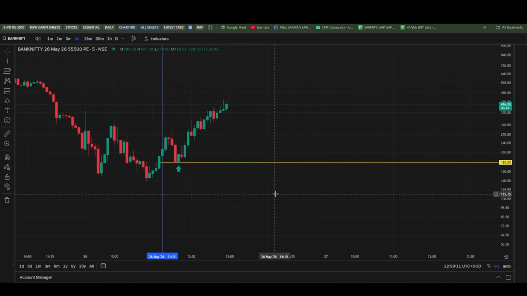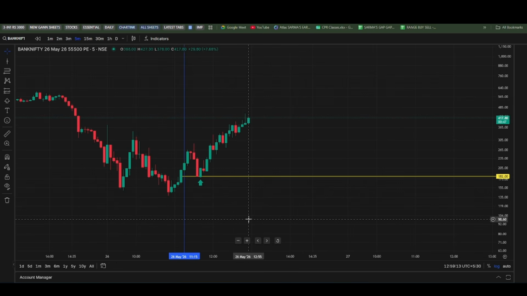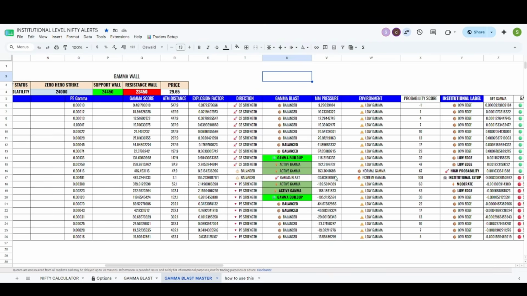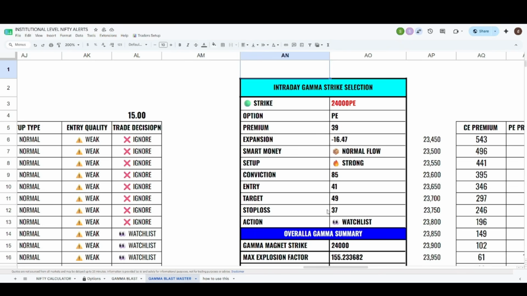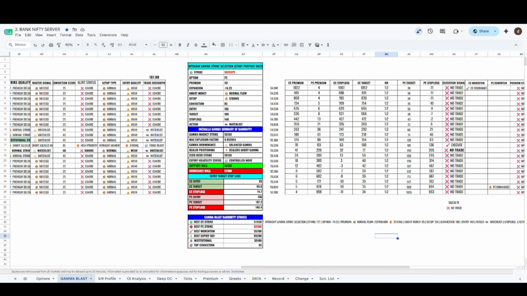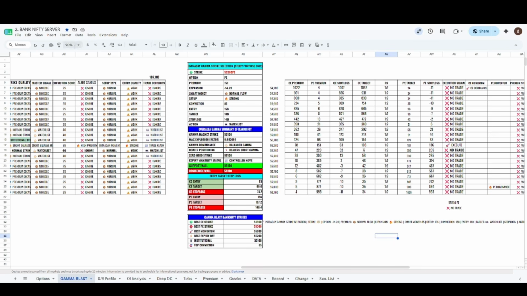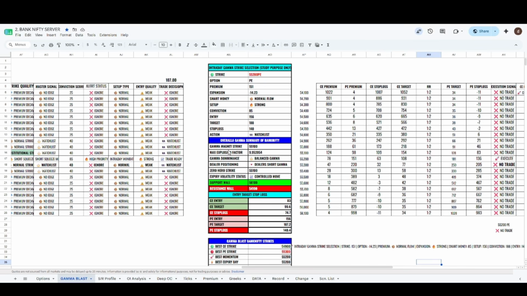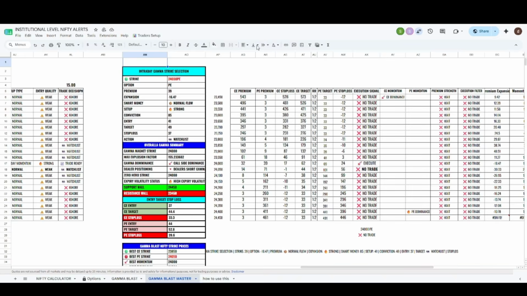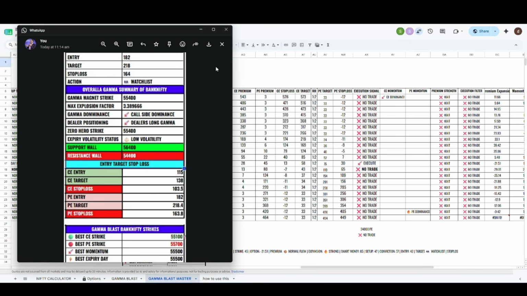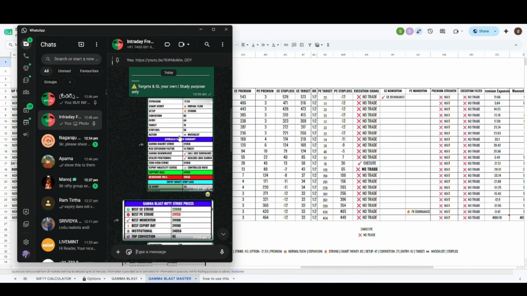So the market is still there. Once the market takes a new turn, bullish turn or bearish turn, then it will give you new levels in this. This is called our new institutional level gamma blast system for Nifty, Bank Nifty. I'll show you all three. This is Nifty, and this is for Bank Nifty, and this is for Sensex. And let us go and check the Bank Nifty ones. Bank Nifty also, this is Bank Nifty. And Nifty, we have given the call. Let me show you the Nifty sheet also.